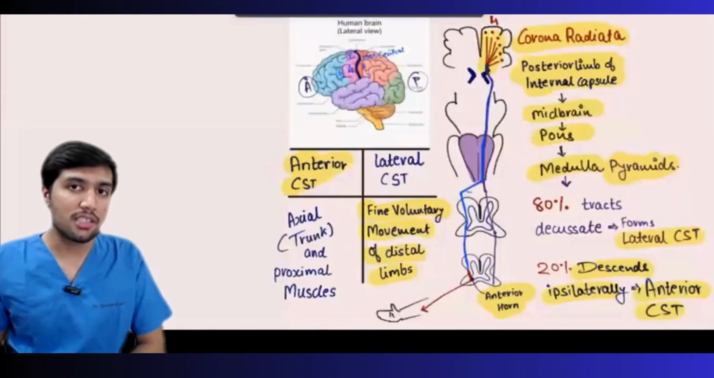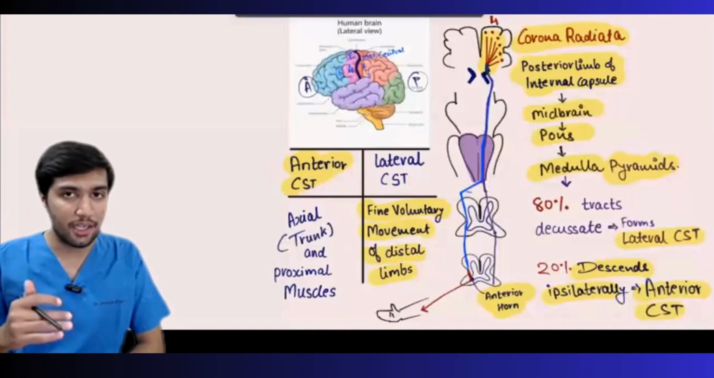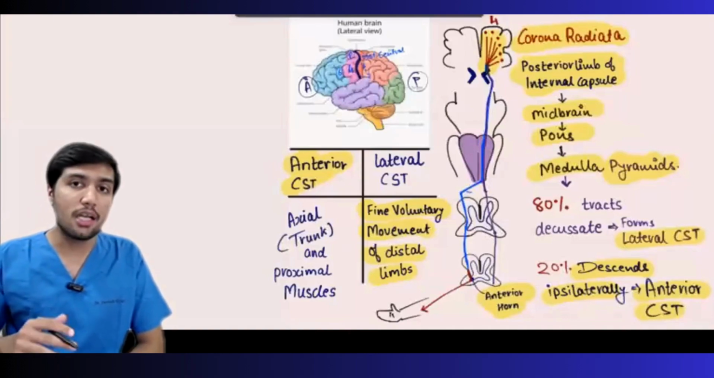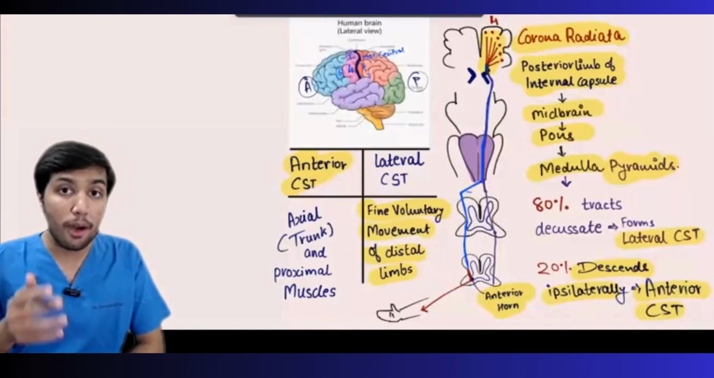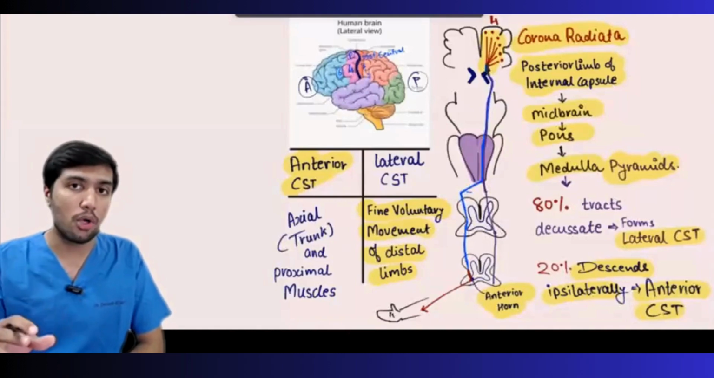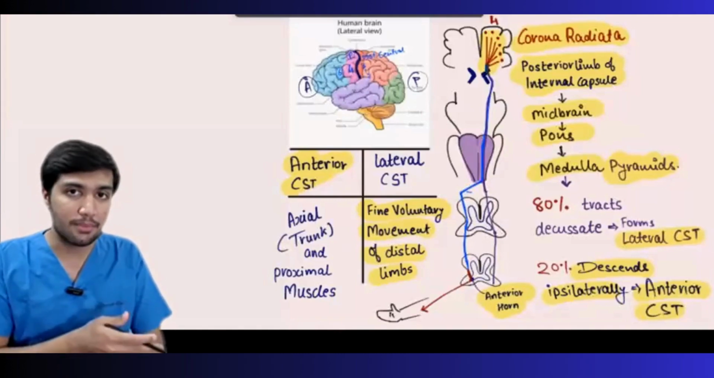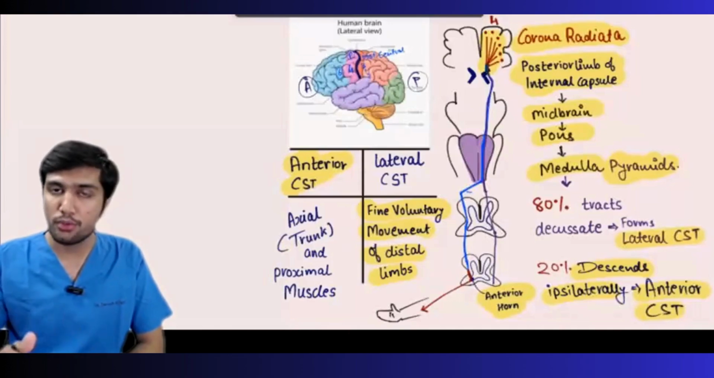And so the neuron tract, starting from the corona radiata, midbrain, pons, medulla, up till your anterior horn cell, will be considered as an upper motor neuron, and any lesion in this area will exhibit signs of upper motor neuron lesion. And from the anterior horn cell onwards to your distal limbs, if any lesion is there, it will be considered as a lower motor neuron lesion.